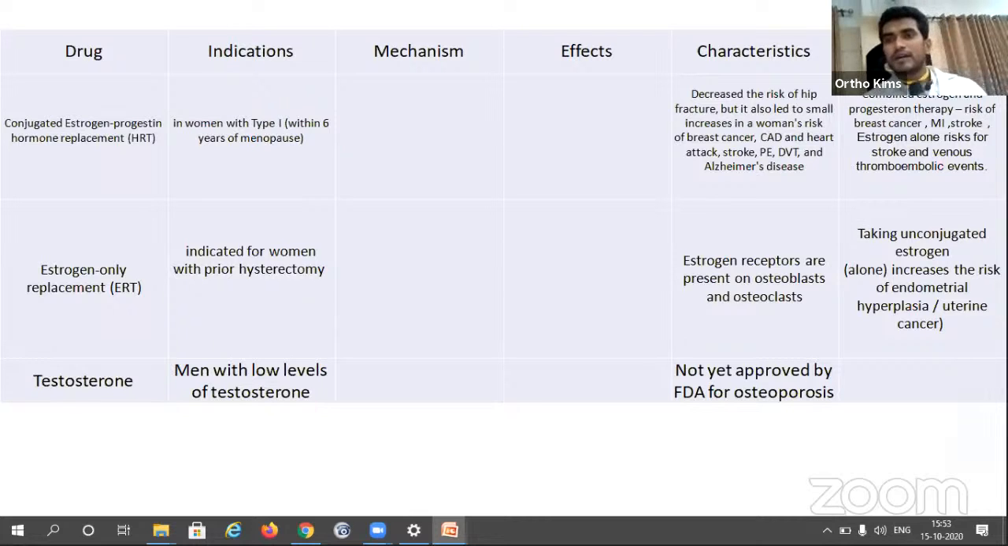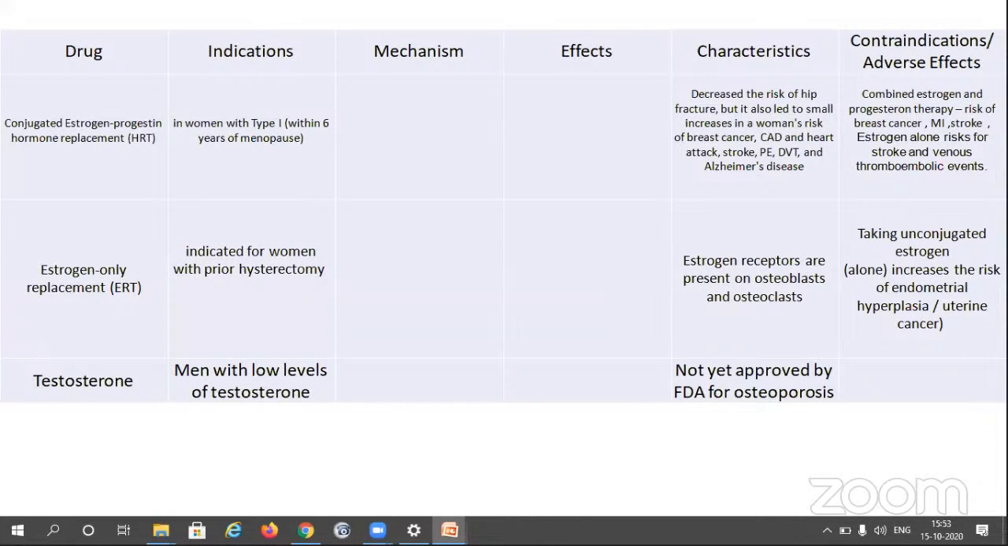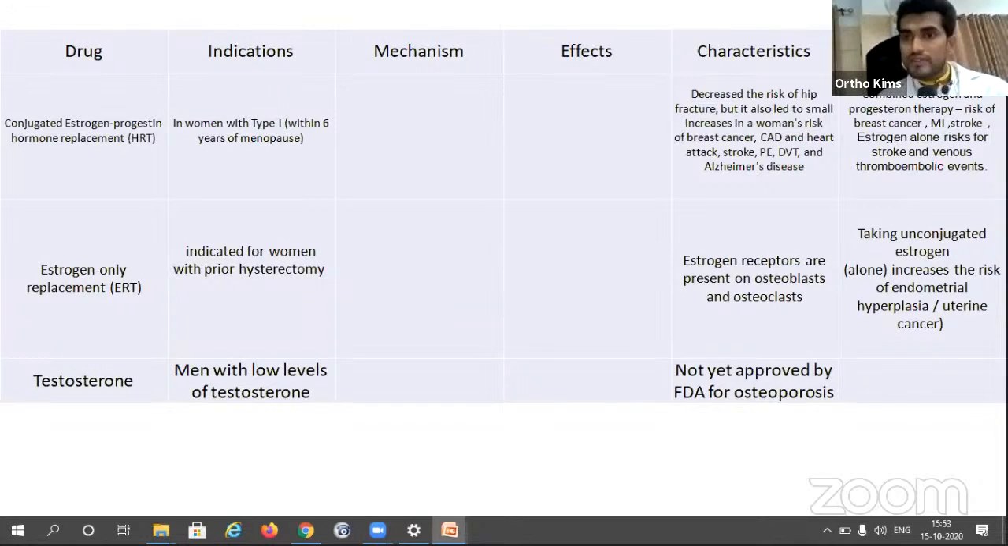Its adverse effects: combined estrogen and progesterone therapy carries risk of breast cancer, myocardial infarction, stroke; estrogen alone, risk for stroke and venous thromboembolic events. Estrogen only therapy is mainly indicated in women with prior hysterectomy. Its characteristics are estrogen receptors are present on the osteoblast and osteoclast. Taking unopposed estrogen increases the risk of endometrial hyperplasia or uterine cancer.